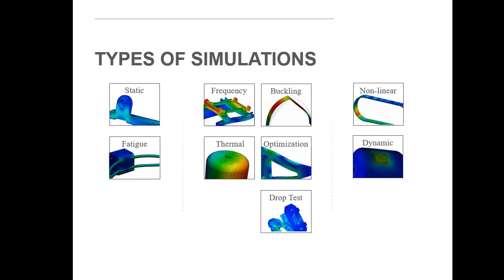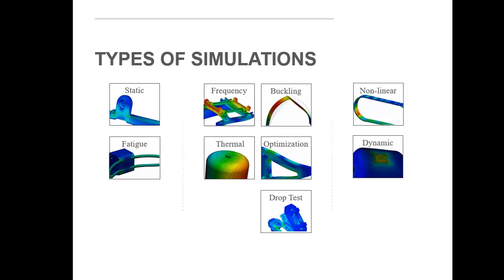In the optimization module, you can perform parametric optimization. For example, minimize the weight of a structure by changing specific dimensions given certain constraints like a maximum displacement or stress. In the drop test module, we can analyze what happens to a product if you drop it on a virtual floor. In the nonlinear module, we can add nonlinear phenomena to the simulation model.